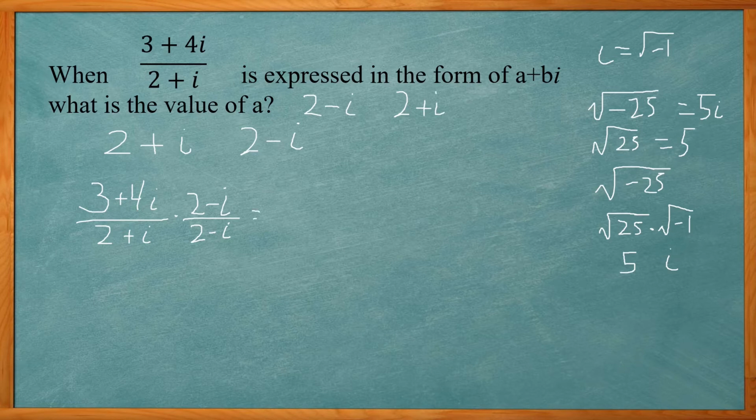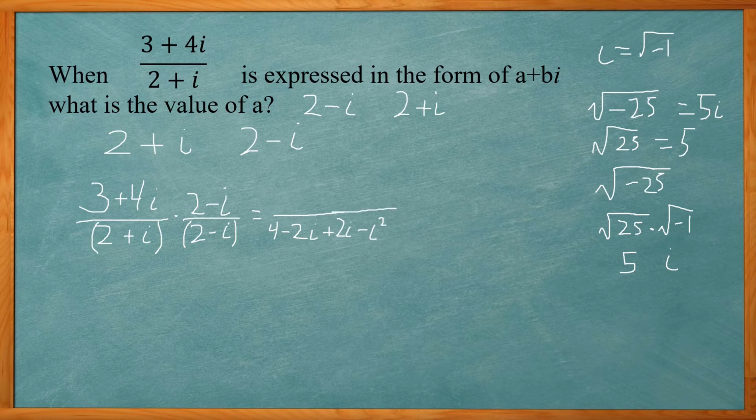Alright, so when I do that, I'm going to do the bottom first. So you basically have these two multiplied together. You can use your FOIL method to multiply these out. 2 times 2 is 4. 2 times negative i is negative 2i. i times 2 is plus 2i. And then i times negative i is negative i squared.